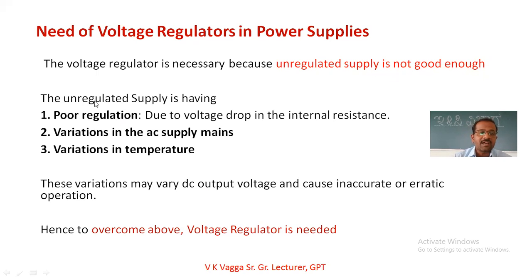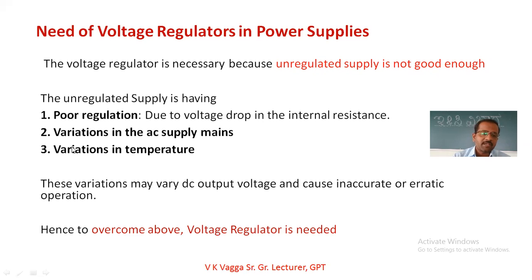Another reason is the variations in the AC main supply. If the AC main input increases, the unregulated output increases accordingly. If the AC main supply decreases, the unregulated supply also decreases. So according to the variations of the AC main supply, the unregulated supply varies.